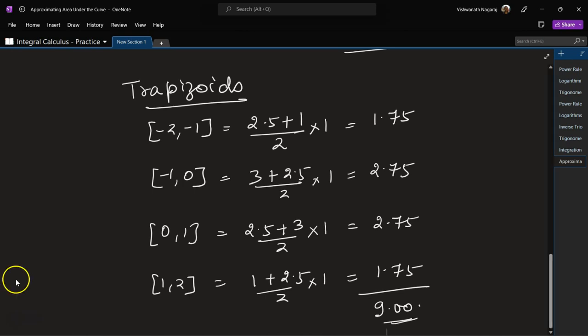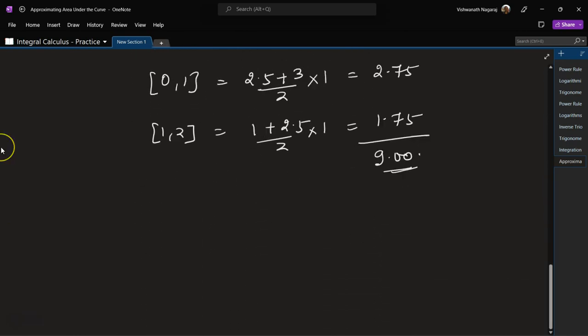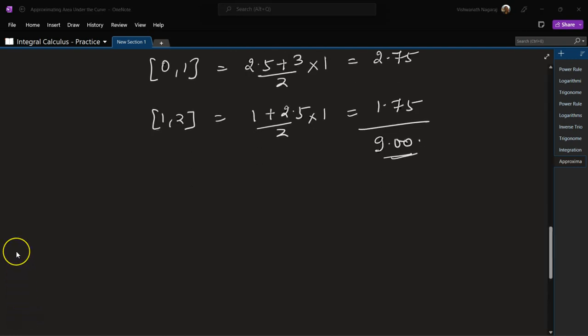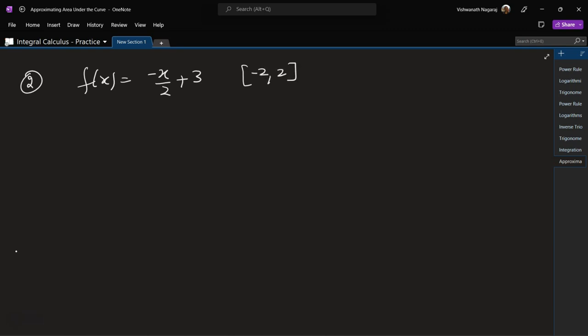Okay, now here we are getting all the approximations as 9.0. That is happening purely in this particular example. As we will see in the next example, it may vary. Okay, so let's look at the second one. f of x is equal to minus x by 2 plus 3 in the interval minus 2 comma 2.